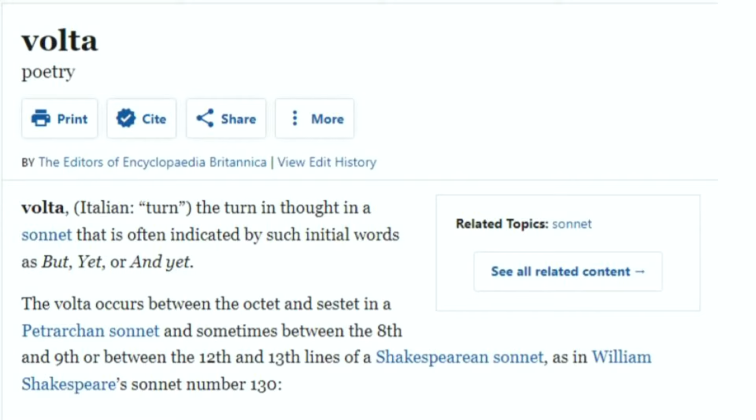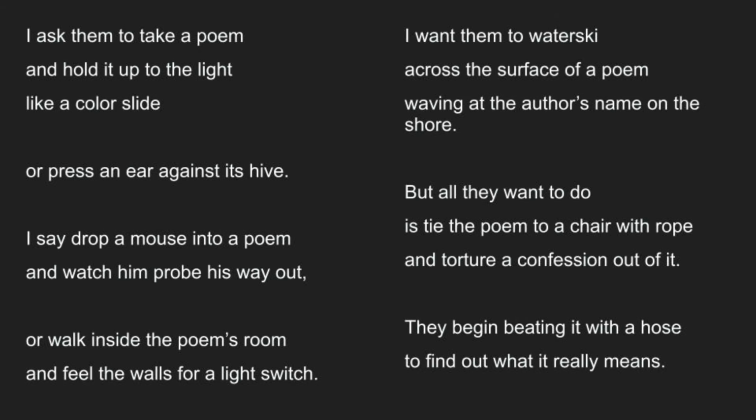However, I have found the term useful to think about when reading most poetry, even poetry that isn't a sonnet, because a lot of poems take a turn or a shift in direction. And this poem obviously does. Where the volta, the unofficial volta, would be located is quite obvious, I think. It is right before the second to last stanza.